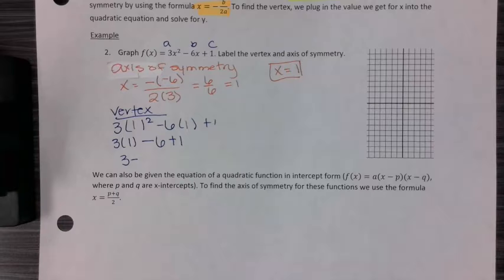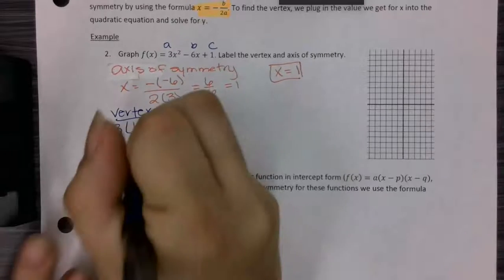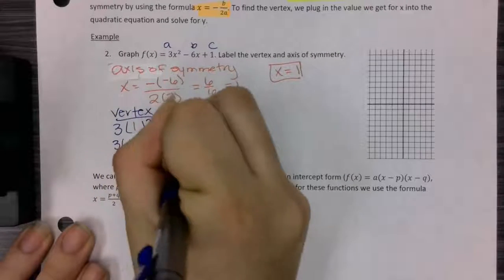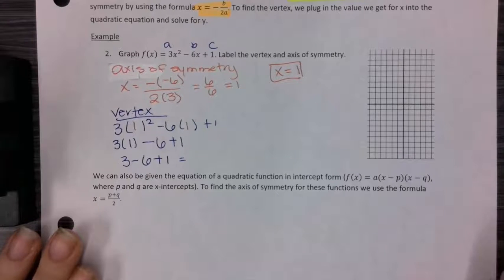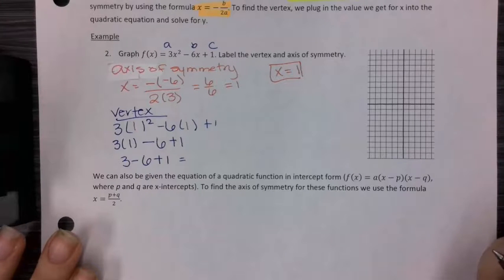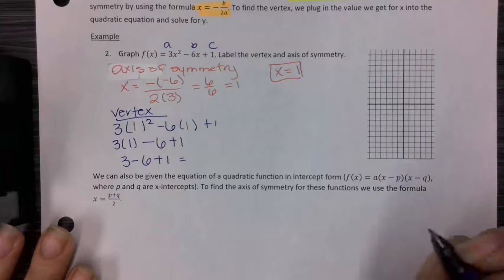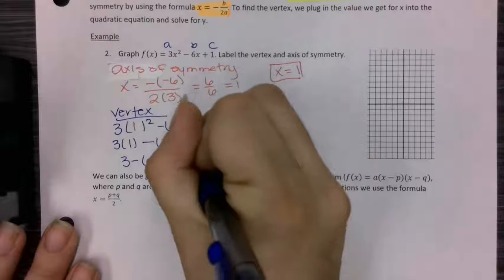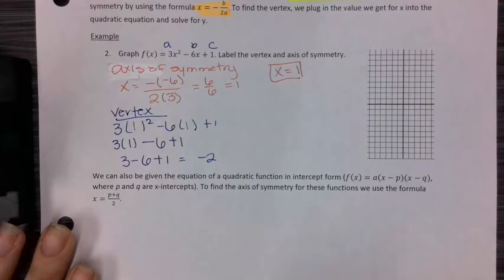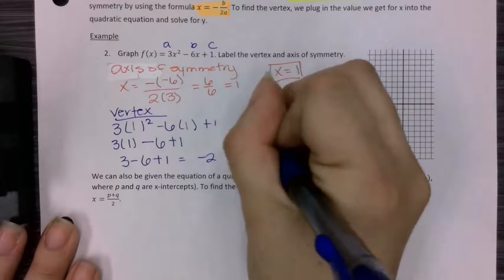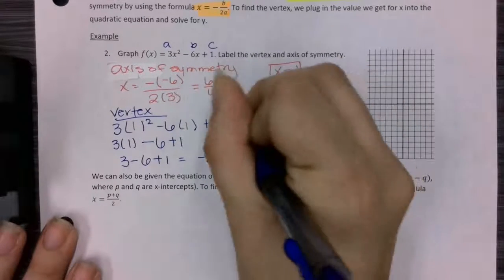So I did the math. It doesn't look like I did anything because I was going to rewrite it. 3 minus 6 is negative 3, plus 1 is negative 2. So that's my y value. So my vertex is going to be 1, comma, negative 2.